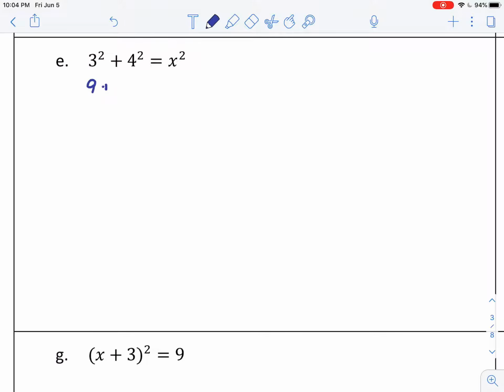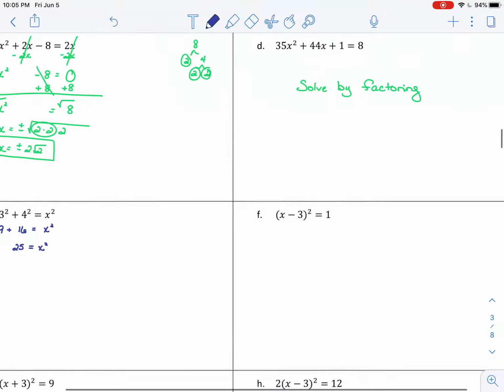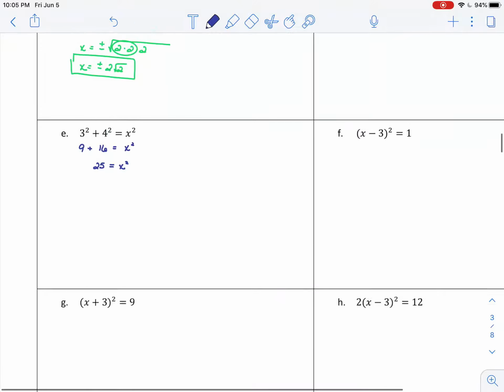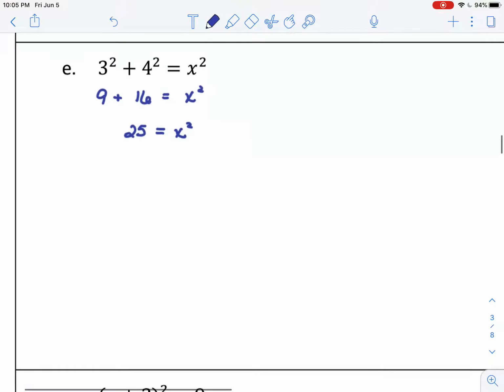3 times 3 is 9. 4 times 4 is 16. Still equal to x squared. So when we end up simplifying this and adding our like terms, you'll see that there's no leftover linear term. And by linear term, I meant like this guy who was left over. Since he's not left over in this problem, we can solve by square roots.